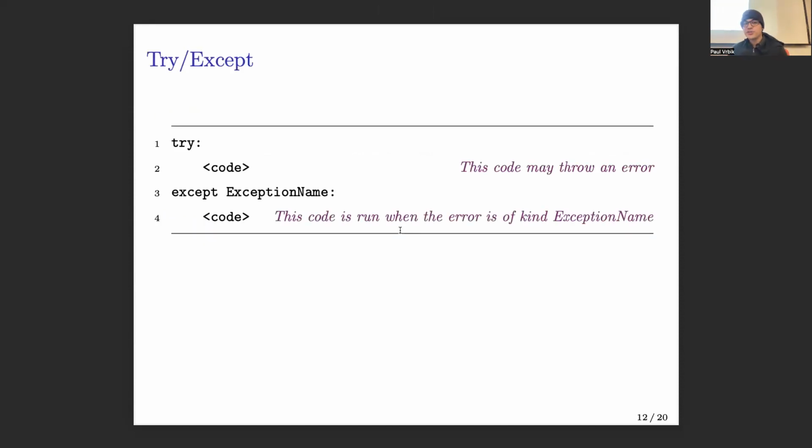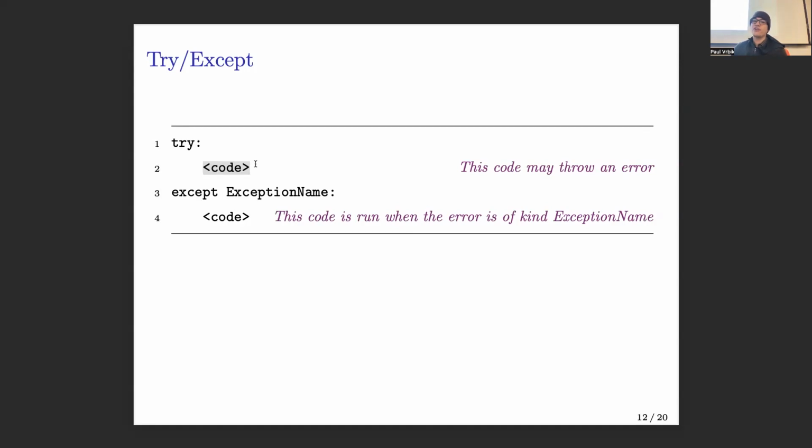So here's a new control structure called the try except. Other languages call this the try catch. But in Python, it's called try except. So basically what happens here is that we can try to execute some code where errors may occur.